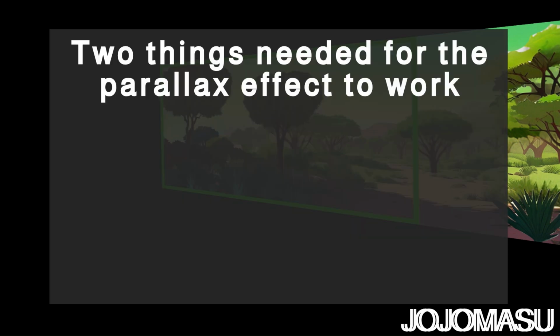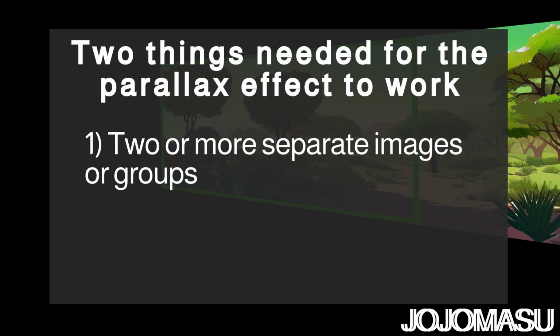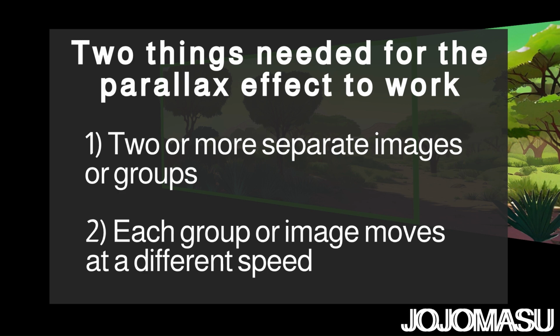Two things needed for the parallax effect to work. Number 1. Two or more separate images or groups. Number 2. Each group or image moves at a different speed.